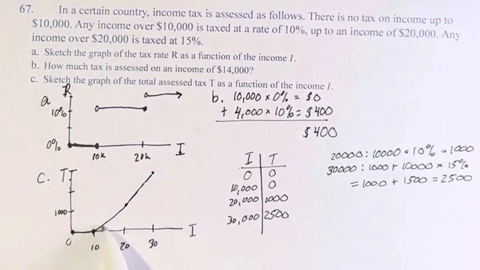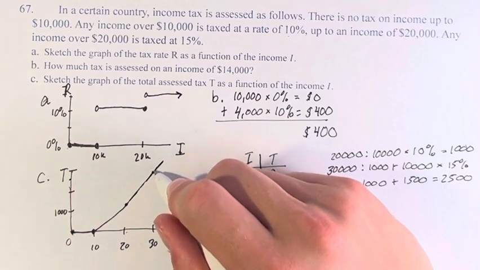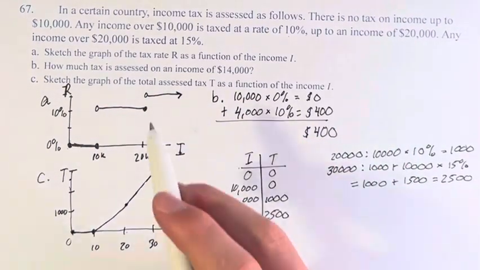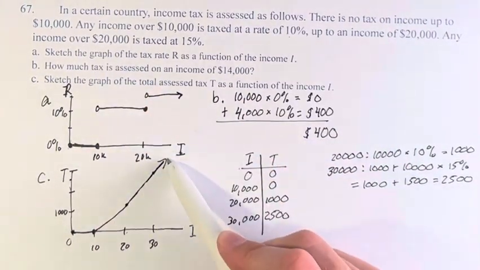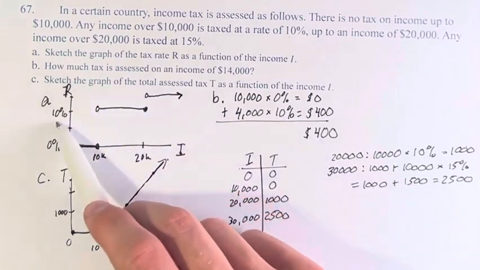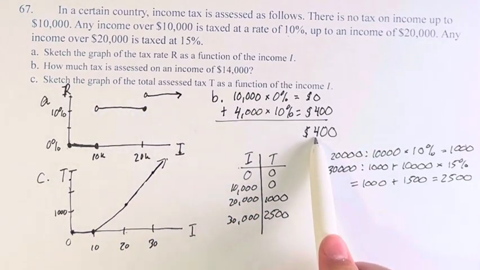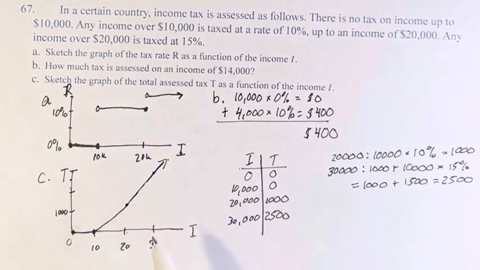And we can see there's an increase in the slope as the tax rate goes up. And that goes off to infinity. All income over 20,000 is taxed at this new rate. So this is the graph of the tax rate, the total amount for 14,000, and the graph of the total tax, all as a function of the income.